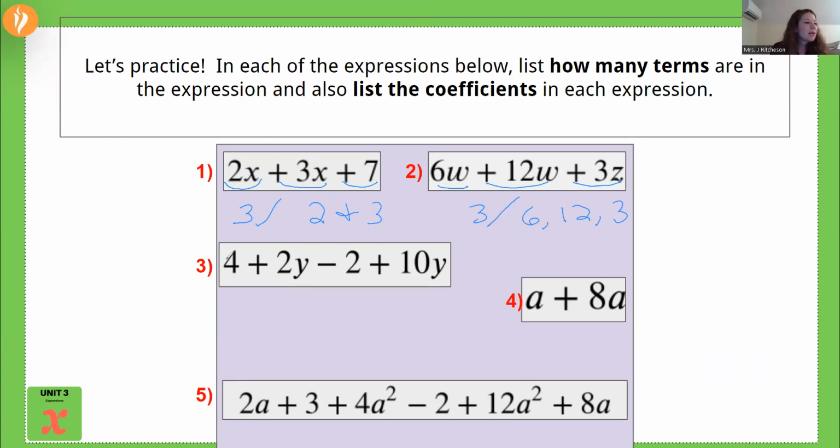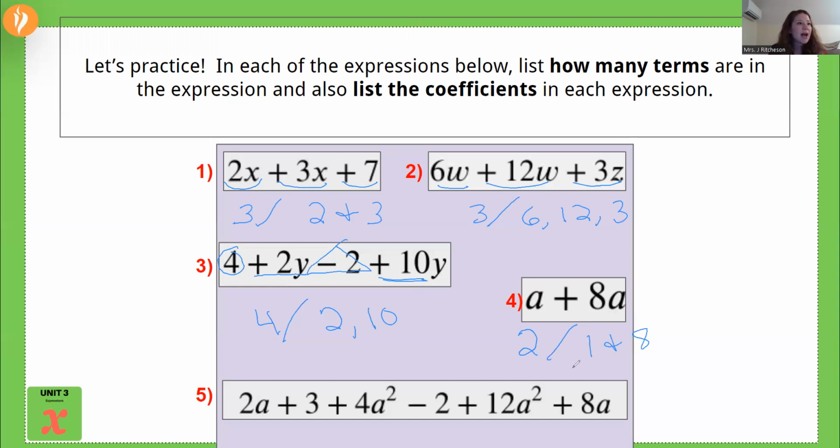Number 3, how many terms do we have? We have a +4. We have a +2y, we have a +2, and we have a +10y. So we have 1, 2, 3, 4 terms. What are the coefficients? The coefficients are 2 and 10. That's it. These other 2 are constants. Number 4, how many terms are there? There are 2 terms. What are the coefficients? Did you remember if you don't see one, it's a 1? So the answer is 1 and 8 are the coefficients.